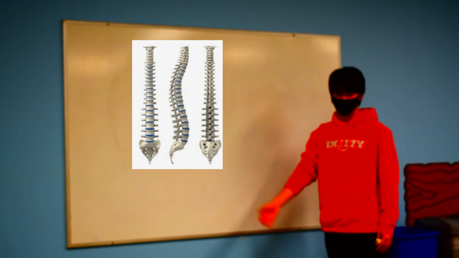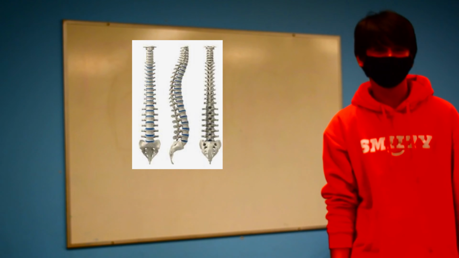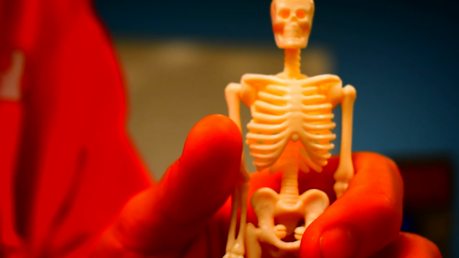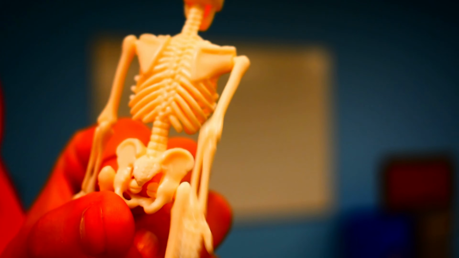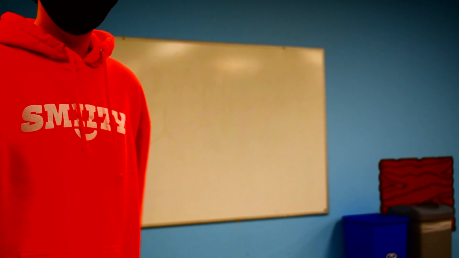irregular bones. The irregular bones are the bones such as the spine, the pelvic bone, such as our back spine, this one. They are called irregular bones because spine.